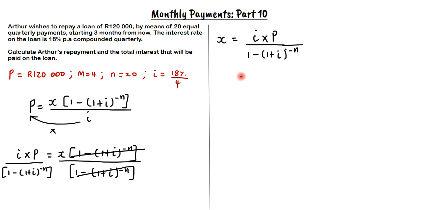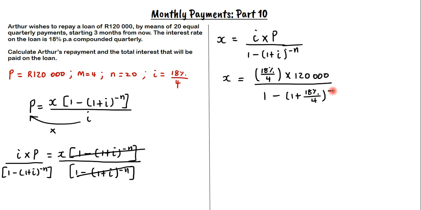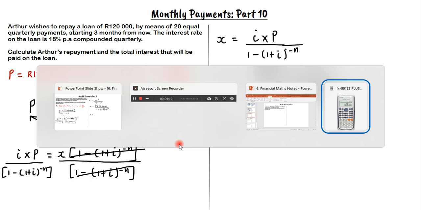From here we're going to substitute. By substituting, we have i as 18% divided by 4, because our compounding is 4, multiplied by 120,000 rand, over 1 minus (1 plus 18% over 4) to the power of minus 20. And then we're going to press this into our calculator. So let's get our calculator.